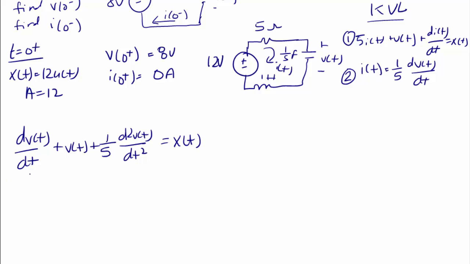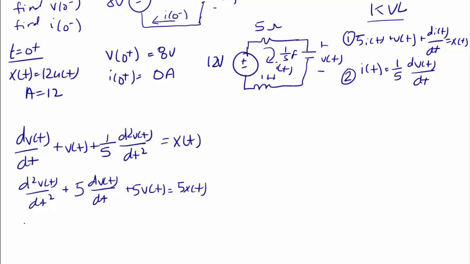So now we're going to do a little bit of rearranging, and we have that the second derivative of the voltage plus 5 dV of t dt plus 5 V of t equals 5x of t. Now we can compare this to our standard governing differential equation in order to find K, zeta, and omega n. And we get that omega n is equal to the square root of 5. K is equal to 1, and 2 zeta omega sub n is equal to 5.